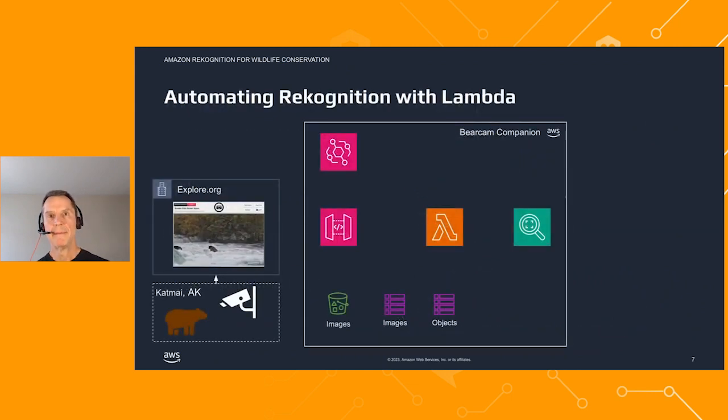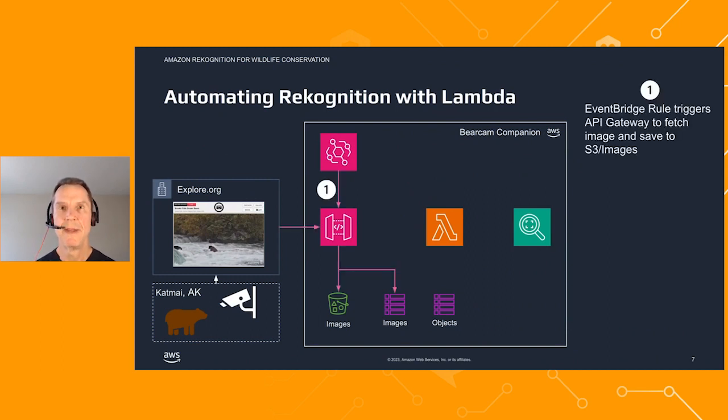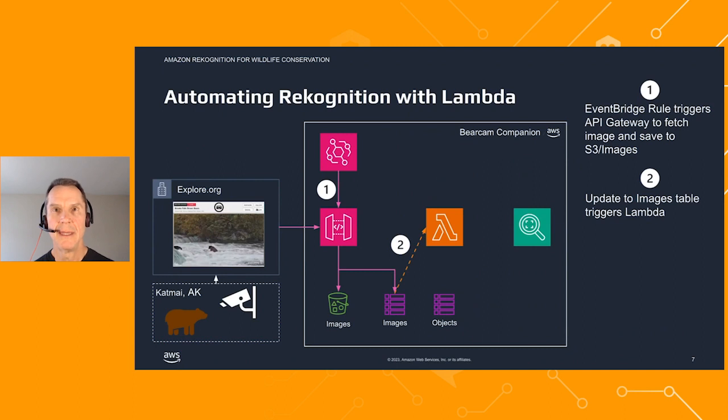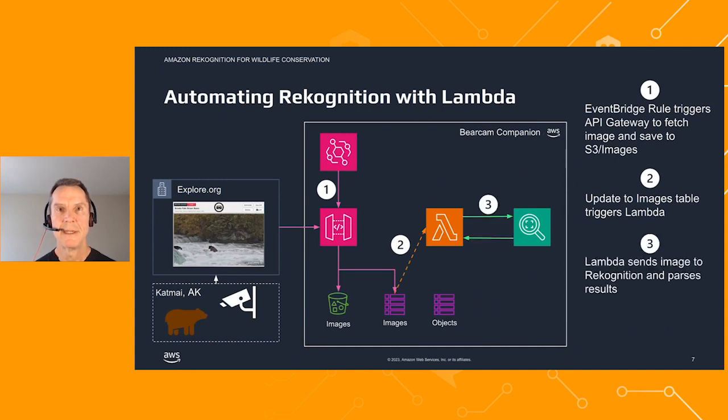For the Bearcam Companion, we really want to automate this flow. So we set up an EventBridge rule to fetch a frame from explore.org every 10 minutes or so. When the new image is loaded into the images table, it fires off a Lambda function. The Lambda function for each inserted image will send it to Rekognition and parse the results, and then finally store the results back into the object table.